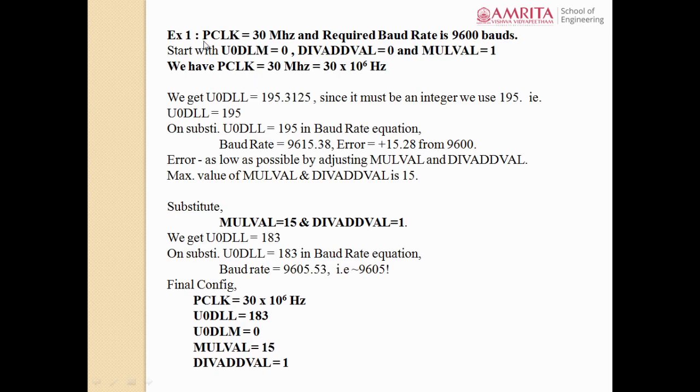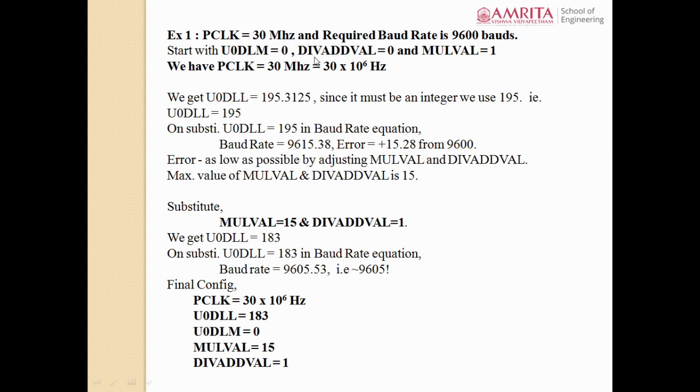So let us take one example. Let us take that you have PCLK as 30 MHz. You need to configure the baud rate as 9600. Right? So you start with the U0DLM value as 0.